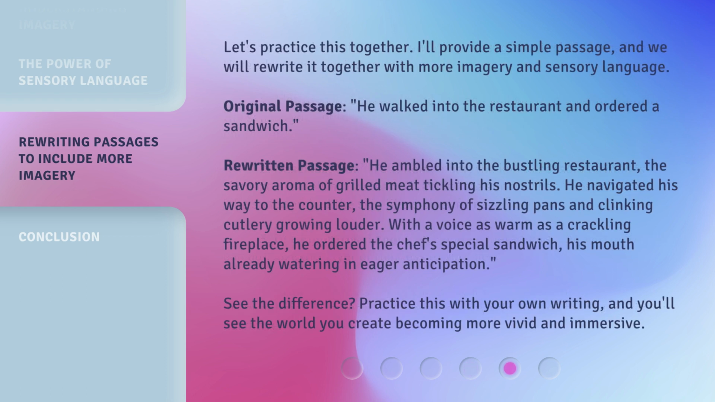Let's practice this together. I'll provide a simple passage, and we will rewrite it together with more imagery and sensory language. Original passage: He walked into the restaurant and ordered a sandwich. Rewritten passage: He ambled into the bustling restaurant, the savory aroma of grilled meat tickling his nostrils.